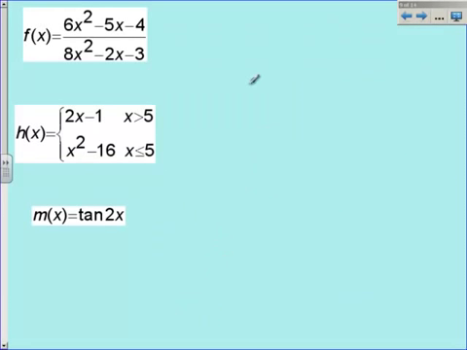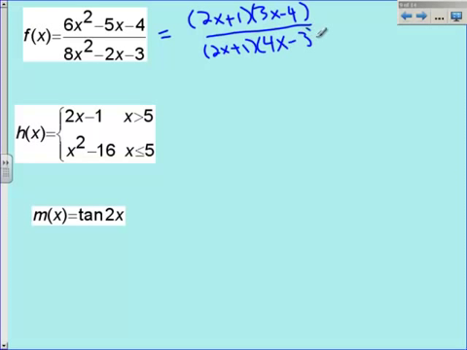All right, let's take a look at a couple of examples here, and let's classify some discontinuities. This top example factors into 2x plus 1 times 3x minus 4. And then the bottom one factors into 2x plus 1 times 4x minus 3. So let's talk about what we have here. This is discontinuous at 2 places. It's discontinuous at x equals negative 1/2 because negative 1/2 makes the bottom 0. It's also discontinuous at x equals 3/4 because x equals 3/4 also makes the bottom 0.